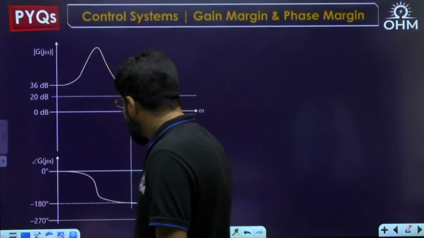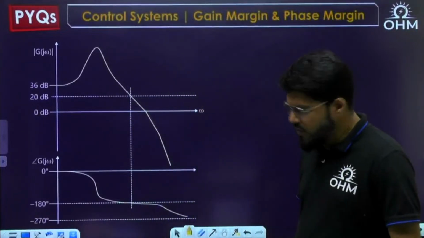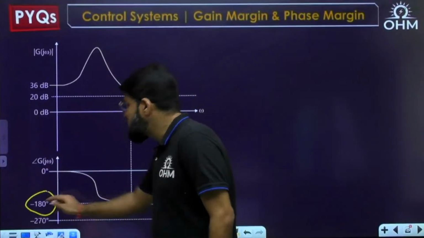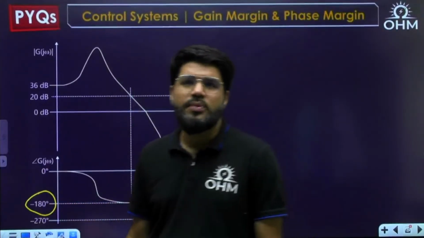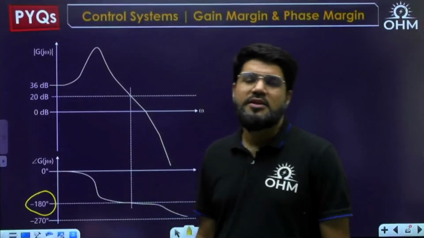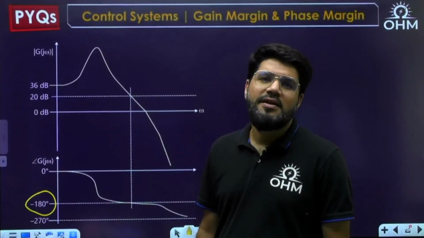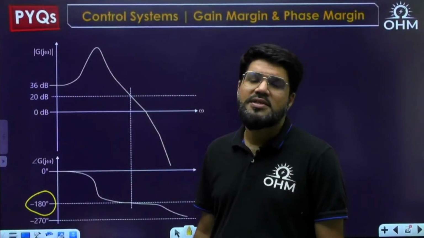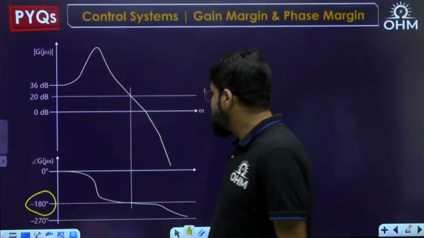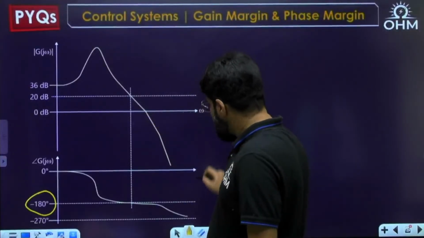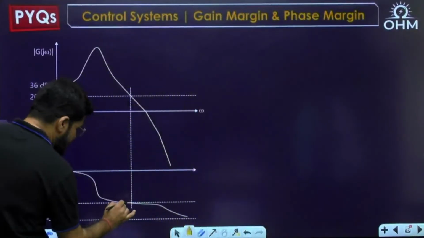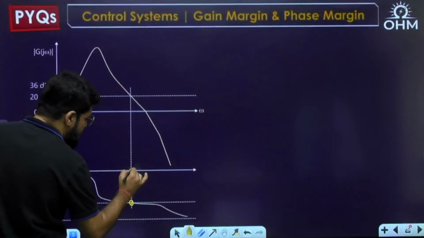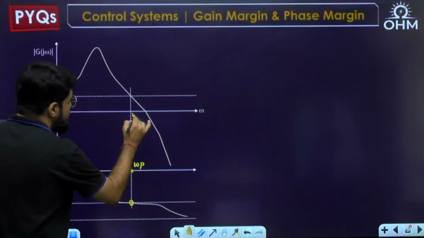Now, from the phase plot, look into this very carefully. There is one phase which is minus 180 degree, and we know the importance of minus 180 degree. When the phase becomes minus 180 degree, that frequency is known as omega p. So this is the omega p point. On the omega axis, the omega value is not given, but corresponding to this point, this is the omega scale. So this is omega p.